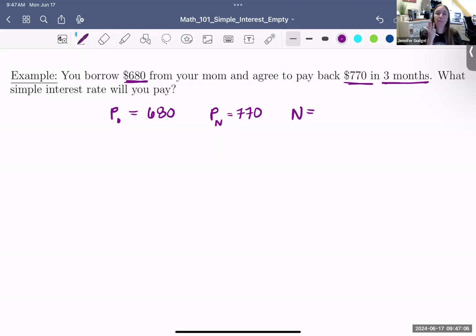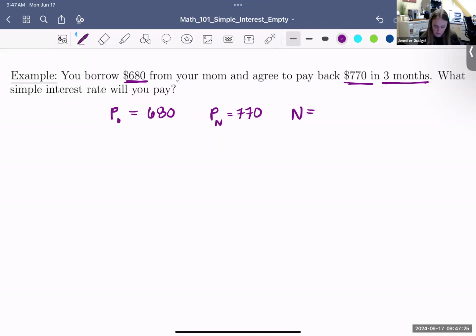It's 3 months. So to know what fraction of a year that is, you have to recognize that there are 12 months in a year. If you were given a number of weeks, there are 52 weeks in a year, so the fraction would be out of 52. Months, it's out of 12. Days, it's out of 360 or 365, depending on the banker's rule.